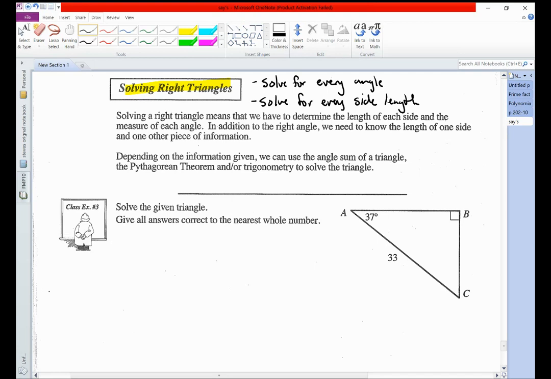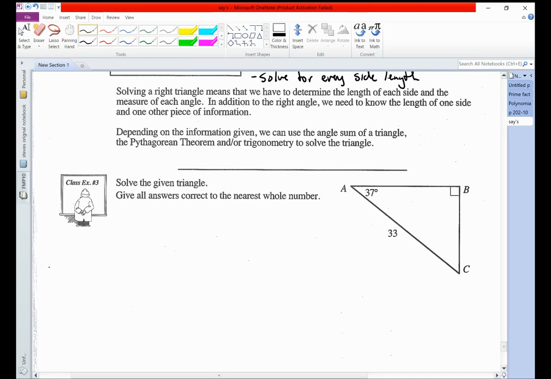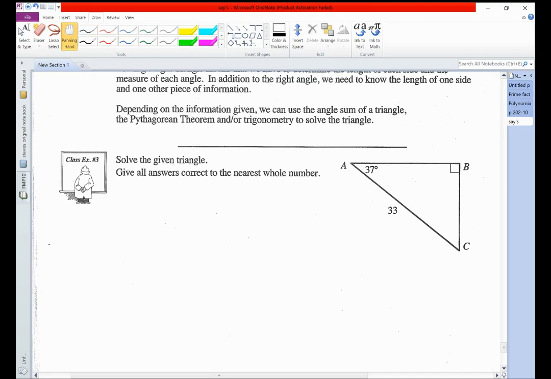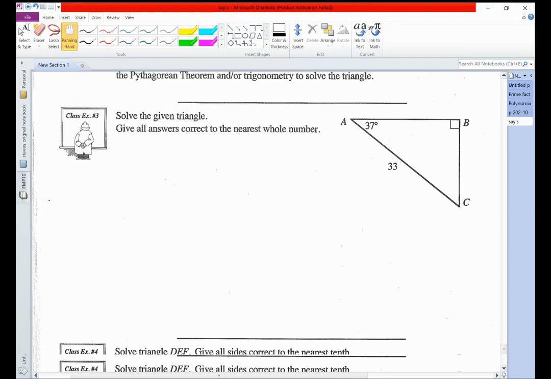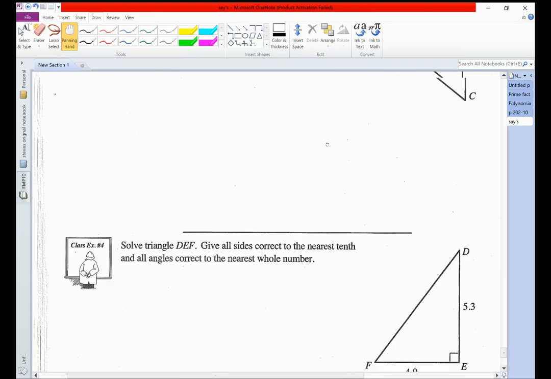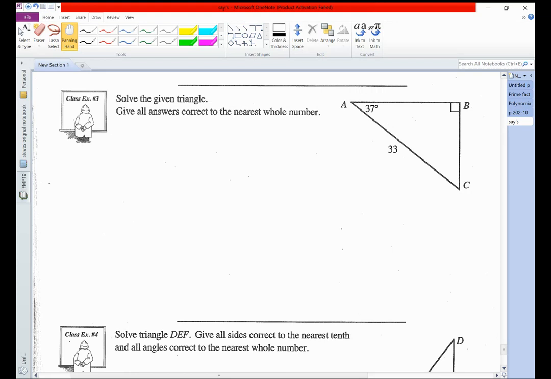And so you are going to be given the same amount of information that you have been given this whole entire unit, but you should be able to solve for everything, which is awesome. So here we go. We've got a good example here. Solve the given triangle. I think this is as far as I'll go. I think you can do the next one, or we'll use the next one for class, whiteboard work in class.